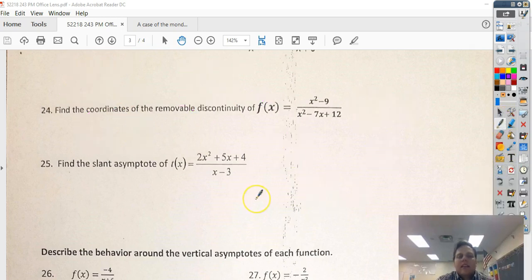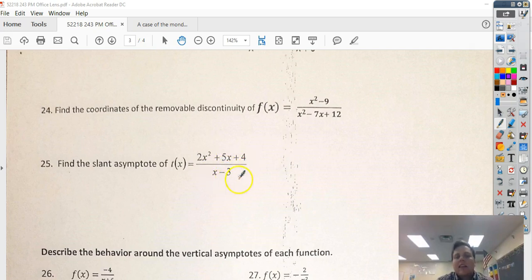25. Find the slant asymptote. Alright, so this is how you find a slant asymptote. First off, slant asymptotes only exist when the degree of the numerator is higher than the degree of the denominator, which is happening here because this is a degree of 2, this is a degree of 1. So what you actually do is the division here. We're going to divide 2x squared plus 5x plus 4 by x minus 3.